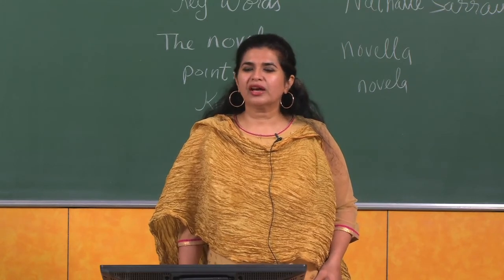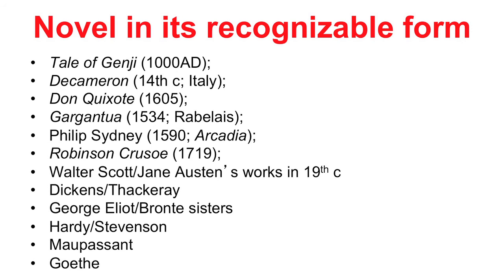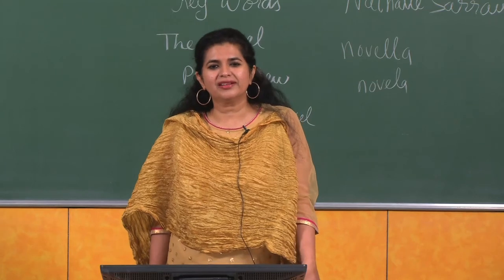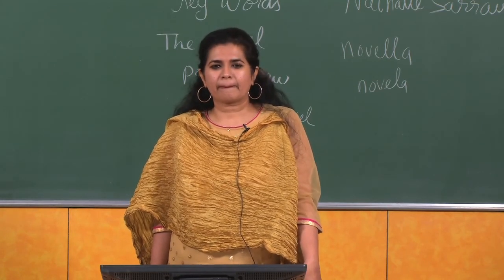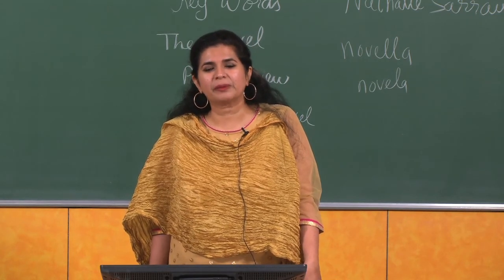Before I wind up, I want you to have a look at this slide, how the novel over a period of several centuries evolved and found its way to the novel in its recognizable form. Tale of Genji, Decameron, 14th century Italy. Don Quixote, Gargantua by Rabelais. Philip Sidney's Arcadia, the Elizabethan great poet, critic and writer. Robinson Crusoe, Walter Scott, Jane Austen's works in the 19th century, Dickens and Thackeray, George Eliot, Bronte sisters, Thomas Hardy, R.L. Stevenson, Guy de Maupassant, Goethe. These are the people responsible for giving us novels in their recognizable form. These are the writers and their works you can expect.